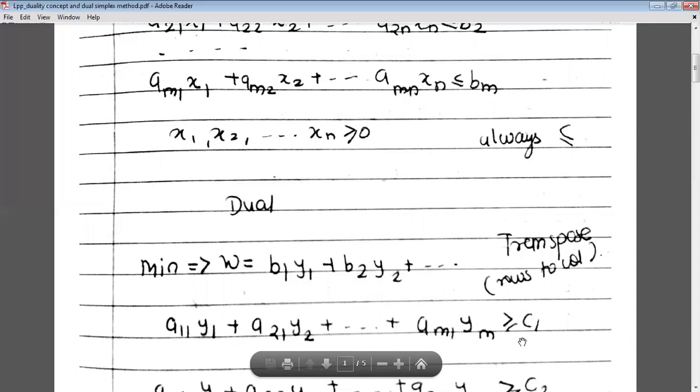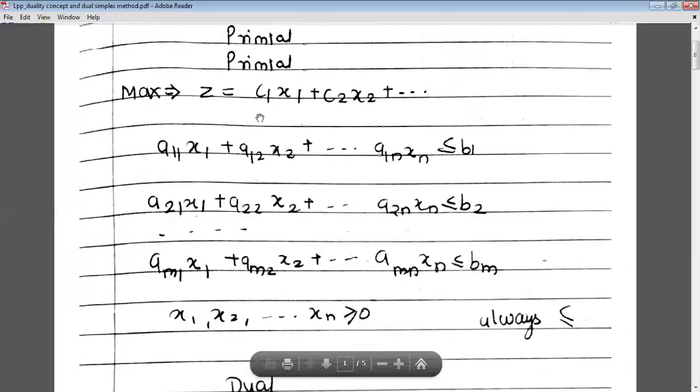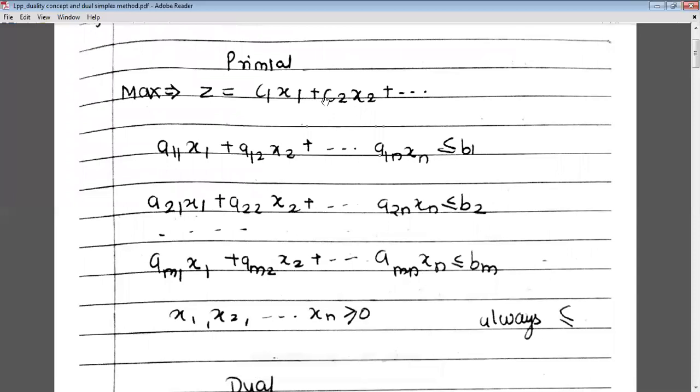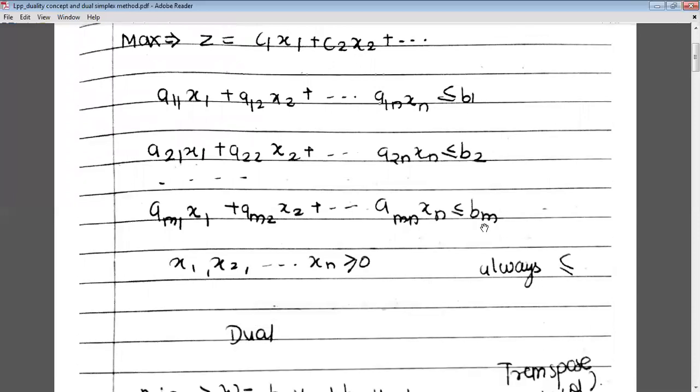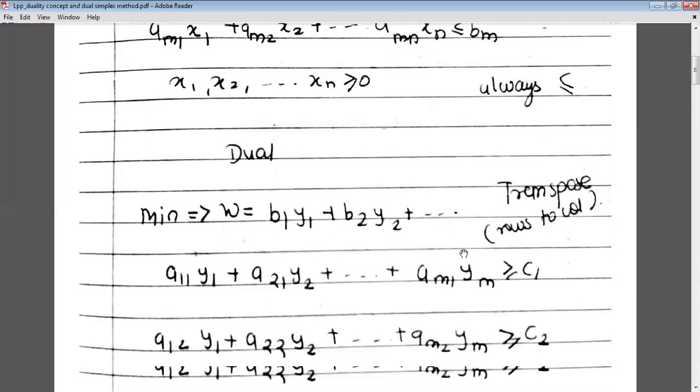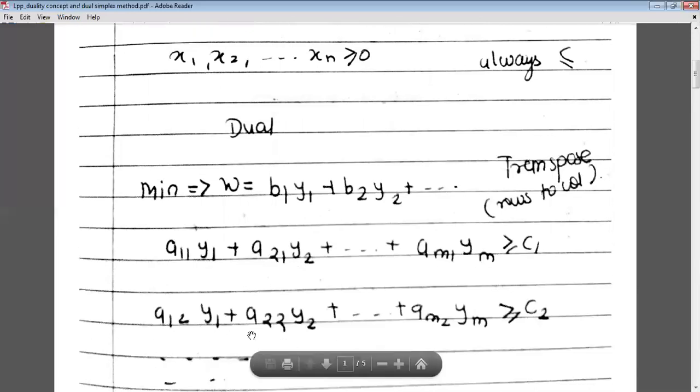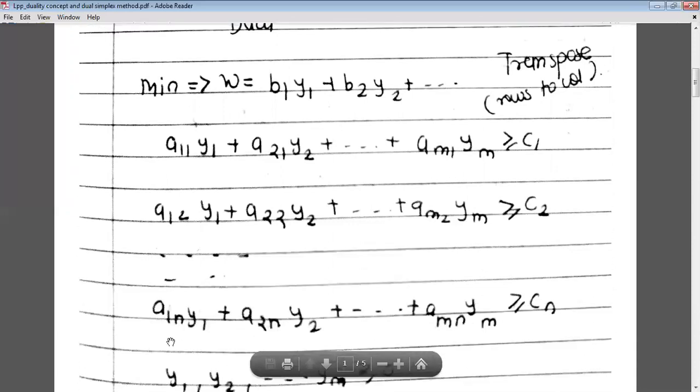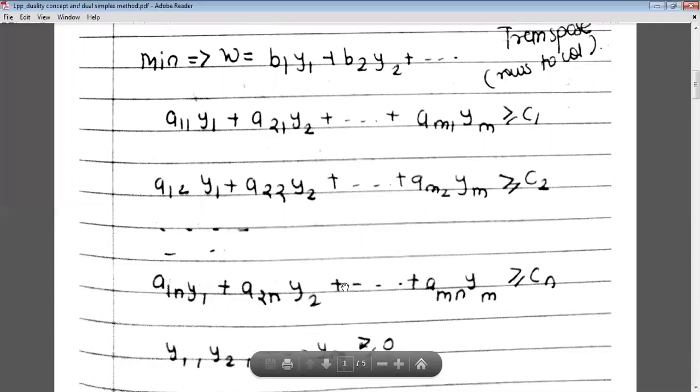The sign has also changed, greater than or equal to c1 as it is a minimization problem, and this c is nothing but the values which are present in the coefficients of the objective function. So now you can see here it has become a12 y1 plus a22 y2 plus dot dot dot am2 ym greater than or equal to c2. Then a1n y1 plus a2n y2 plus dot dot dot amn ym greater than or equal to cn, y1, y2 greater than or equal to 0.